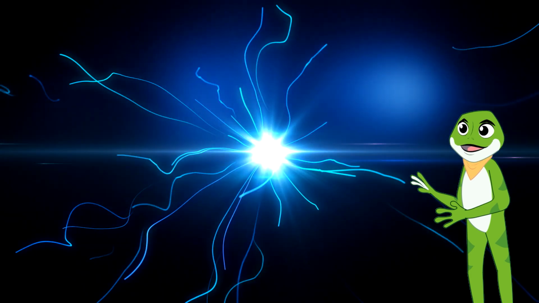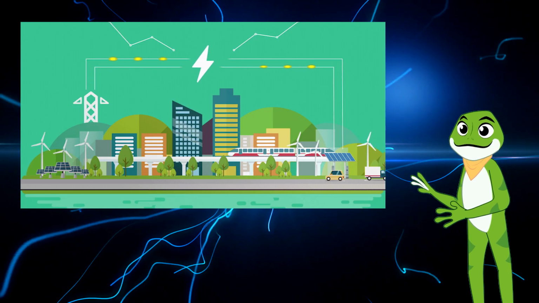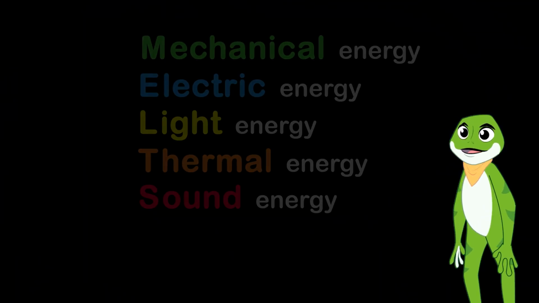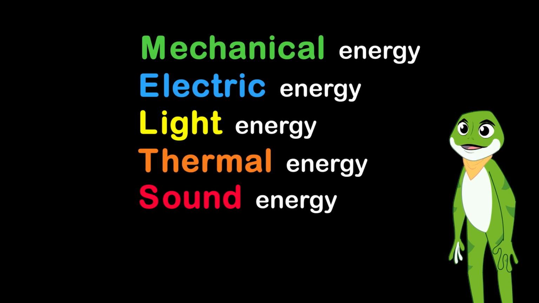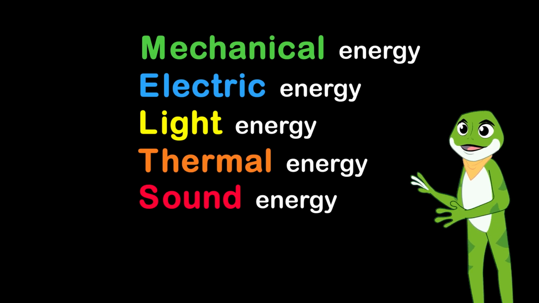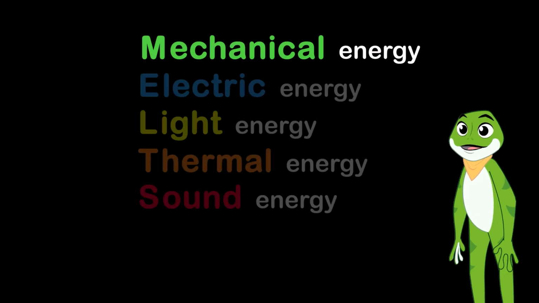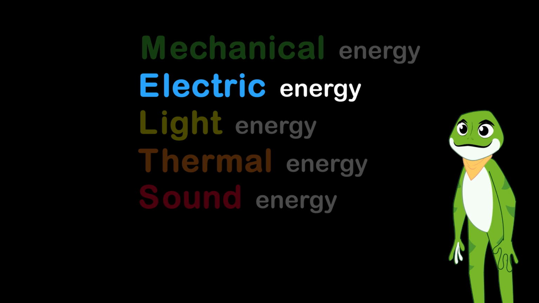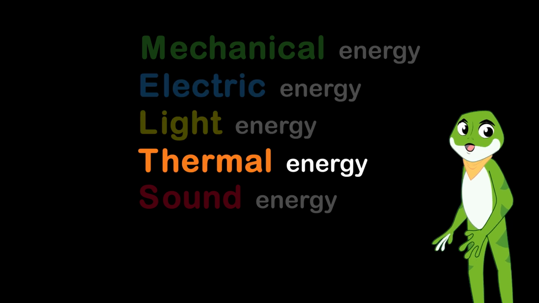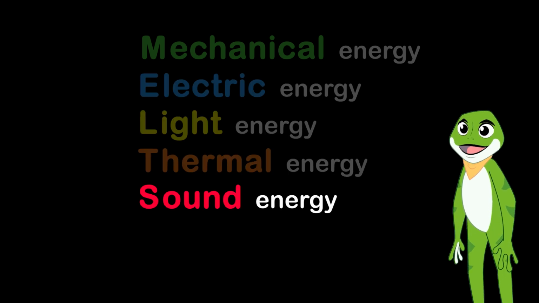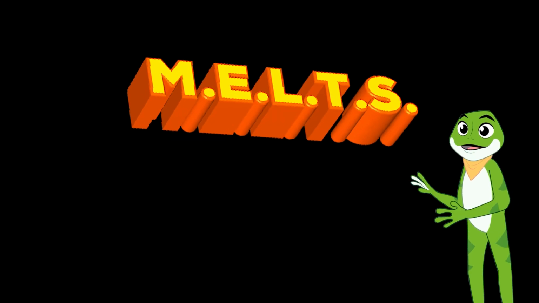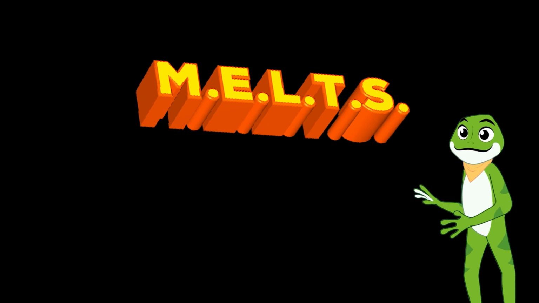Every day, we see energy get transferred from place to place, and it happens in several different ways. Today, we're talking about 5 forms of energy: mechanical, electric, light, thermal, and sound. We can use the acronym MELTS to help us remember all 5.